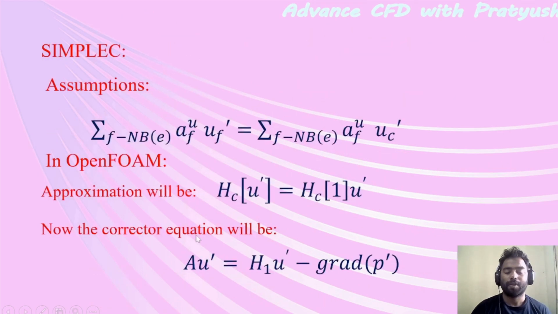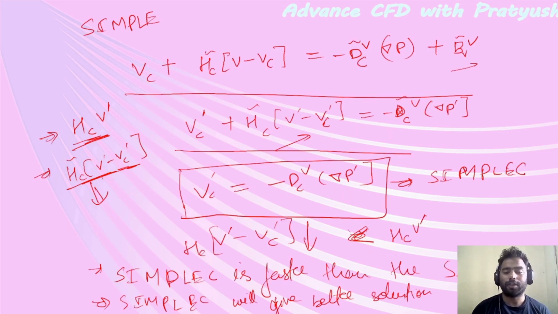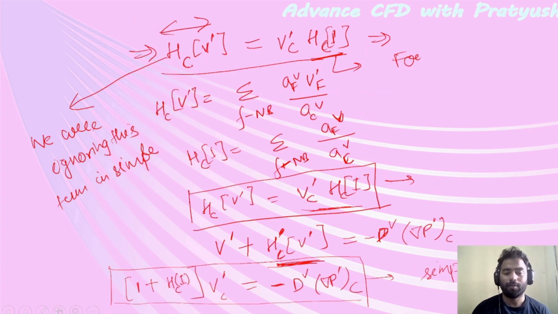Okay. Now the corrector equation in the form of the H1 operator you can write in this form: A U' equals H1 U' minus grad P'. Okay, so this is the velocity corrector step. This is the step that I am coding here.